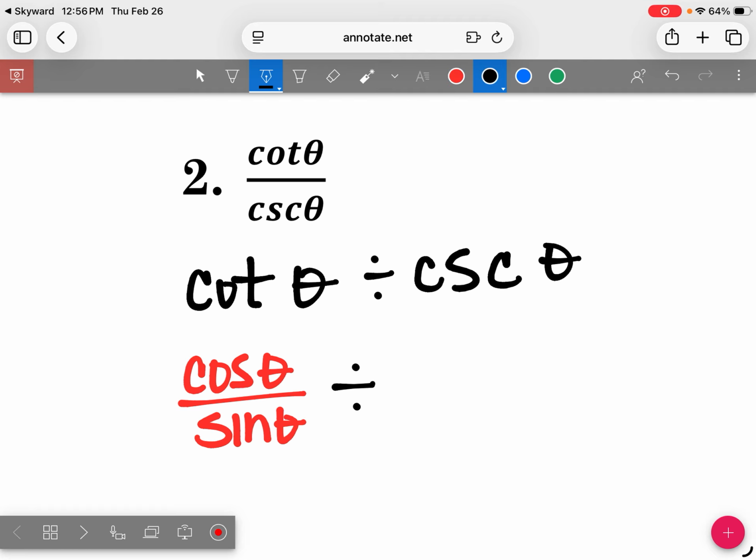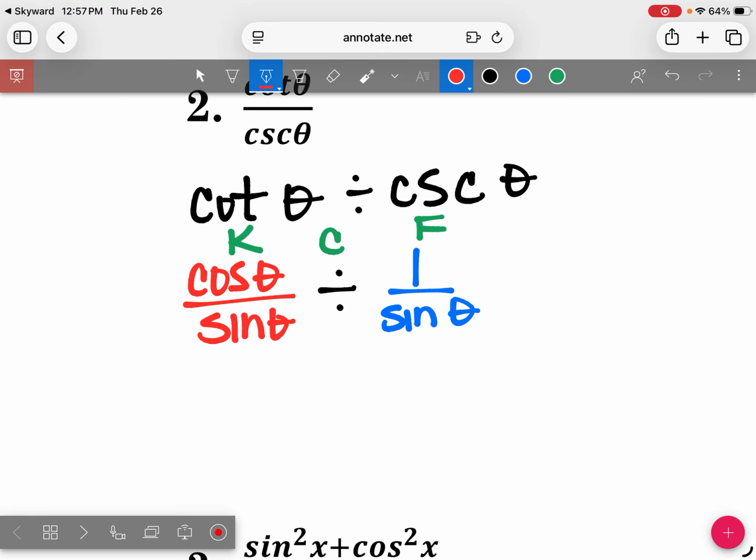All right, what is cosecant in terms of sine and cosine? Who's the sister to cosecant? Sine. So that means that this is 1 over sine. So we're dividing 2 fractions. And what do we know about dividing 2 fractions? We have to do our keep, change, flip. Let's go ahead and do that.